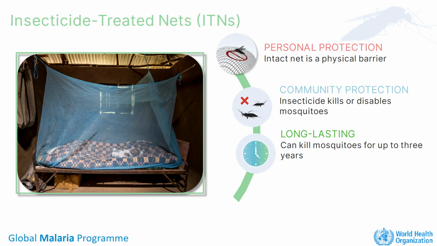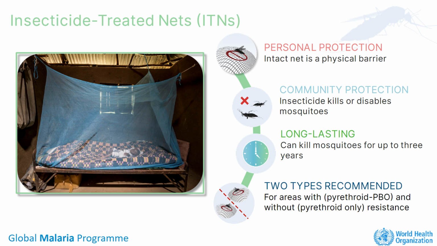As a result, new ITNs are being developed with different types of insecticides or other chemicals that can kill or disable mosquitoes. There are also ITNs under development that contain 2 active ingredients. These are called dual AI nets. WHO now recommends 2 different types of ITNs. One that contains a pyrethroid insecticide and a synergistic chemical called piperonyl butoxide, PBO, for areas with pyrethroid resistance, and one with just a pyrethroid for areas without insecticide resistance. A list of pre-qualified ITNs can be found on the WHO website.